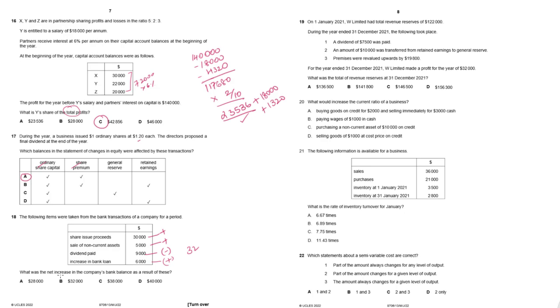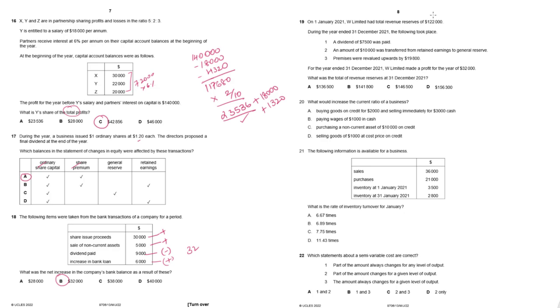So 18B. On 1st Jan, W Limited had total revenue reserves of 122,000. During the year, the following took place. A dividend of 7,500 was paid. 10,000 was transferred to general reserve. Premises were revalued upwards by 19,800. For the year, W Limited made a profit of 32,000. What was the total of revenue reserves on 31st December?